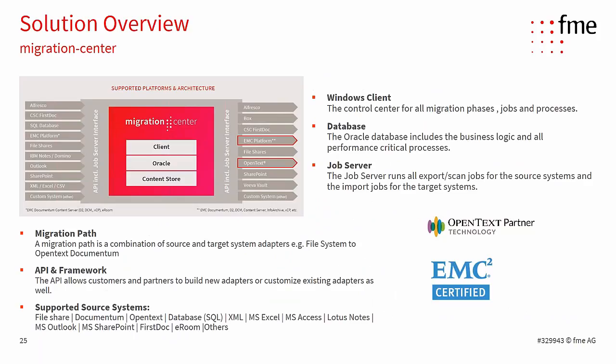So here we have a solution overview of the architecture. As you can see on this graphic, we support different source systems and different target systems. These are the migration paths, and you are very flexible in using them. For example, you can migrate from a file share to an ECM platform, so Documentum or OpenText. You can migrate from SharePoint to OpenText or Documentum, or you can migrate from Lotus Notes to one of these systems.